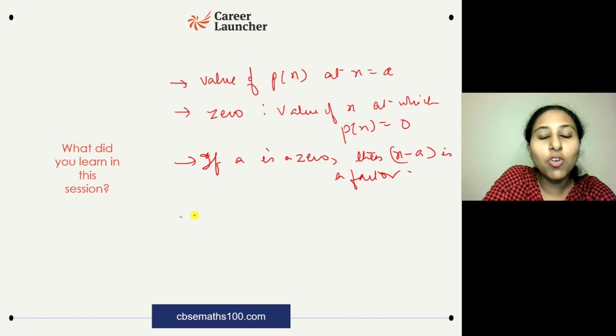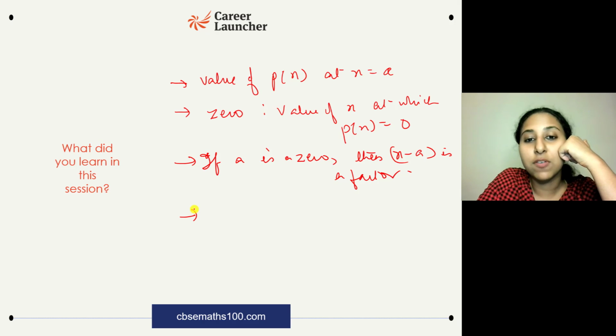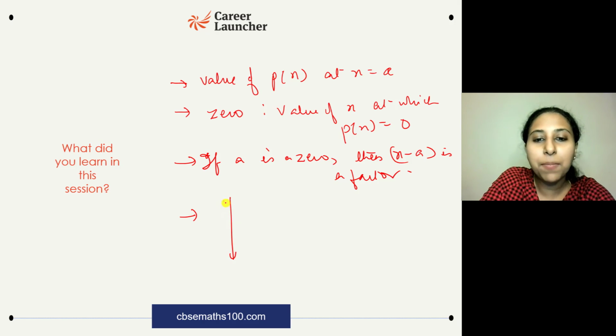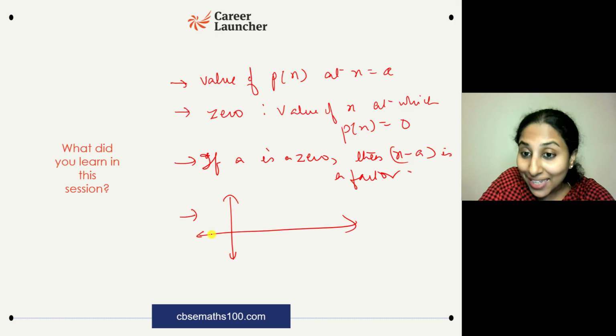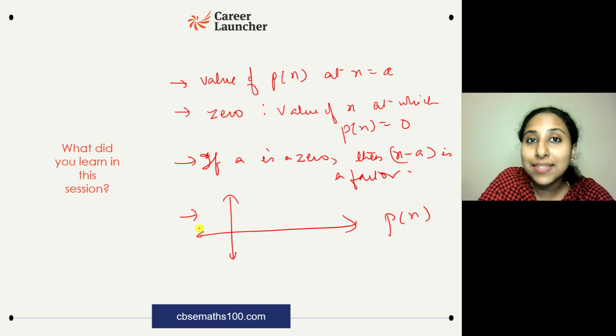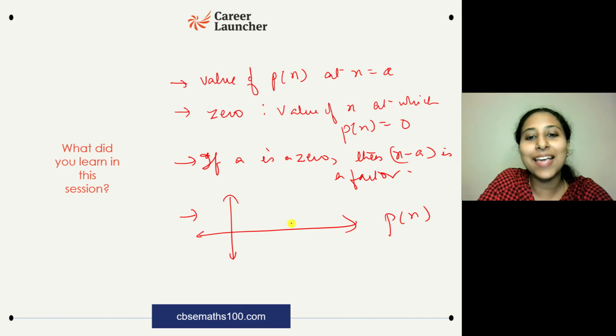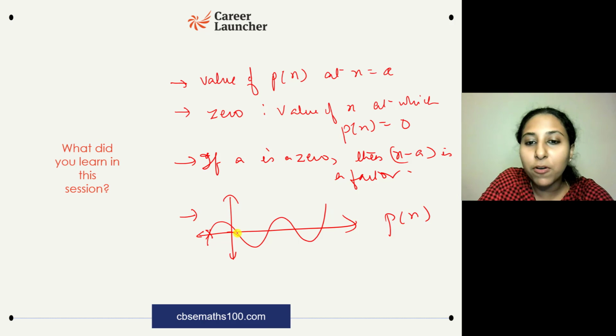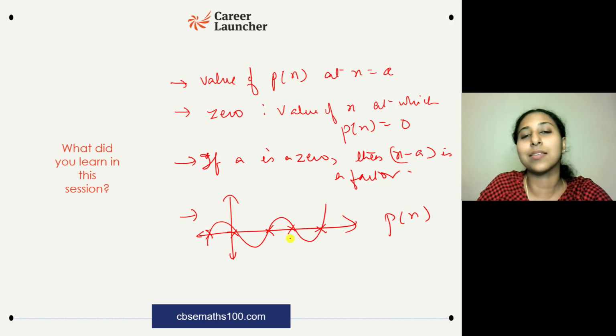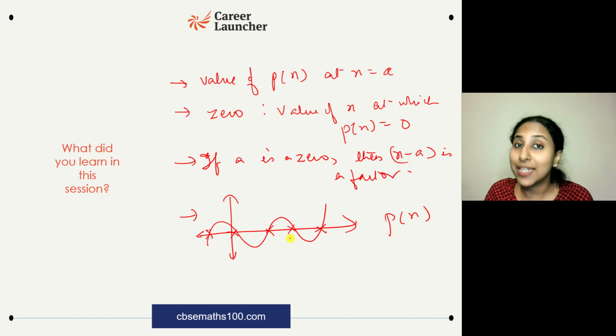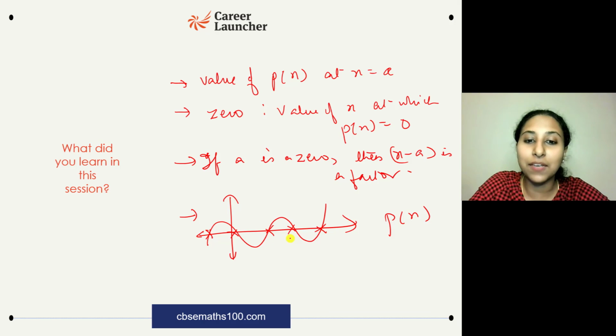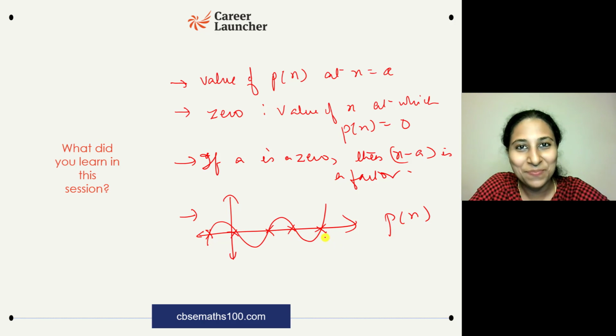And we also saw the graphical meaning of zeros of the polynomial. For any polynomial p of x, the number of places where it intersects the x-axis. So if you have a polynomial like this, just count the number of points of intersection with the x-axis. These number of points of intersection with the x-axis will give you an idea of the number of zeros. And the values of the zeros are given by the x coordinates of these points of intersection.